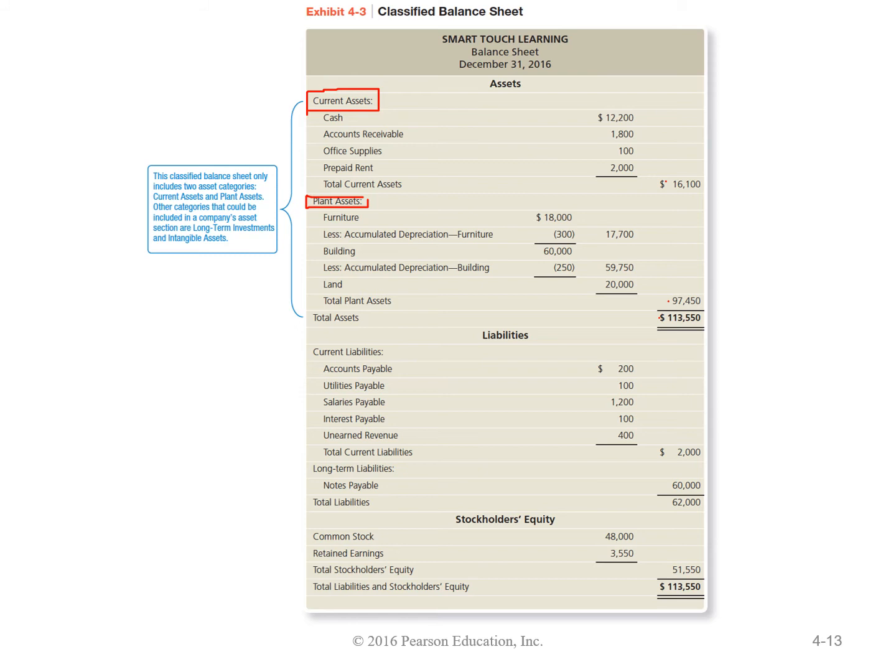On the other hand, liabilities have also been classified into current liabilities, including accounts payable, utilities payable, salaries payable, interest payable, unearned revenue, and total current liabilities. And then the long-term liabilities, notes payable, and this is the total liabilities. And then the stockholders' equity: common stock, retained earnings, total stockholders' equity, and the total liabilities and stockholders' equity, by adding these two numbers. At the end, the total liabilities and equity must equal, as usual, the total assets.